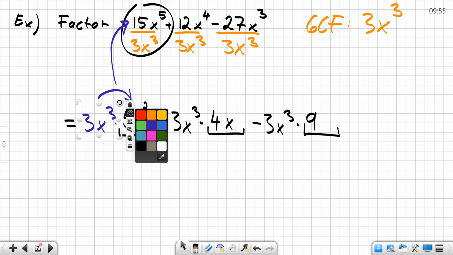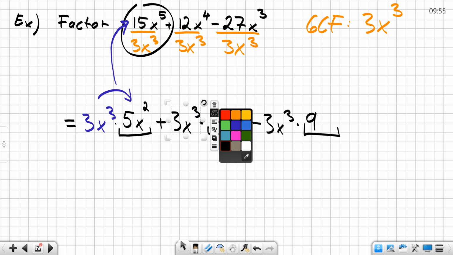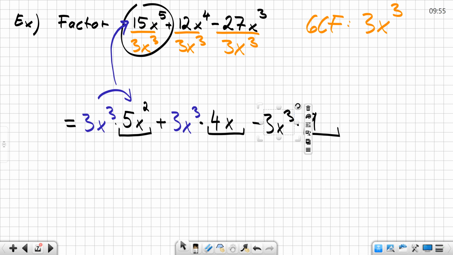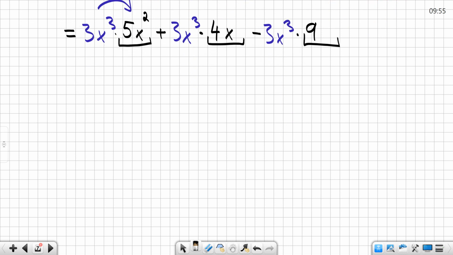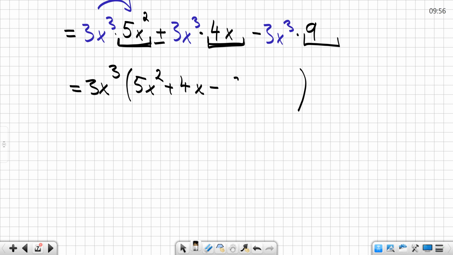Let's visualize what we have. We have a 3x cubed in each term, and this is the one that we are going to pull out right now. Out of all of these terms, this whole expression is the same thing as what is left. I'm just collecting my 5x squared plus 4x minus 9. Oops, that needs to go a little bit closer.